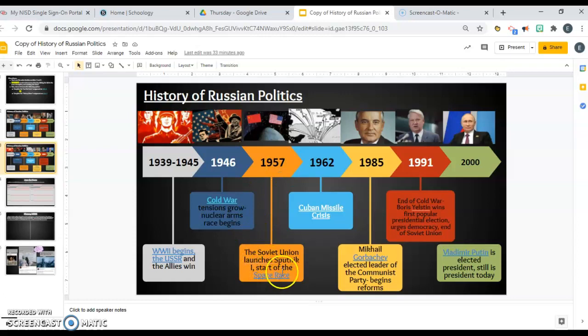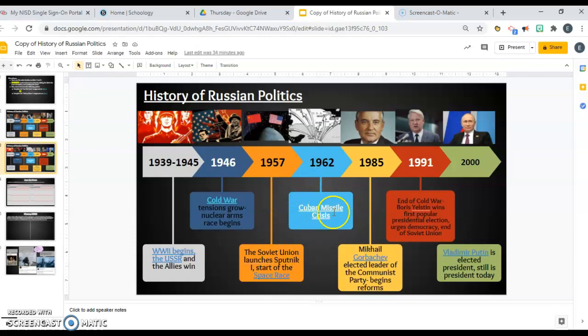1957, you'll get a chance to learn about Sputnik 1, which is a satellite that the Soviet Union put into orbit in 1957, and it really scared the United States to know that Russia was able to launch that satellite and have it orbit the Earth, and that's what starts the space race. So the United States, of course, will compete to also put satellites and eventually men into space.